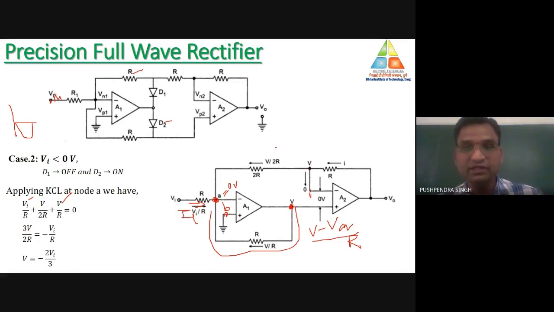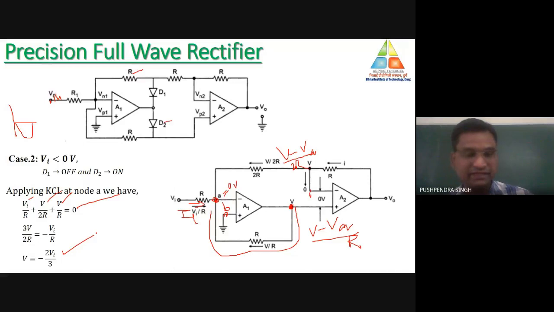So V minus VA, divided by resistance 2R. What is VA? VA is equal to 0. That means V divided by 2R. This one. So V in by R plus V divided by 2R plus V by R is equal to 0. After simplification, what is the value of V? V is equal to minus of 2V in divided by 3.